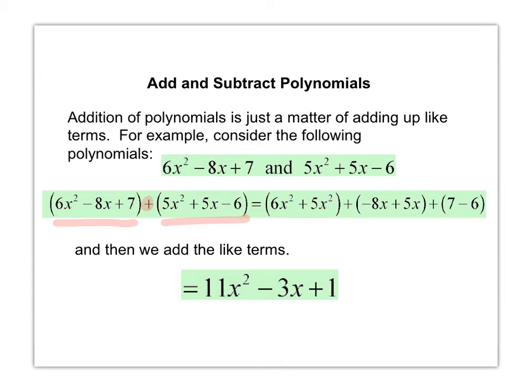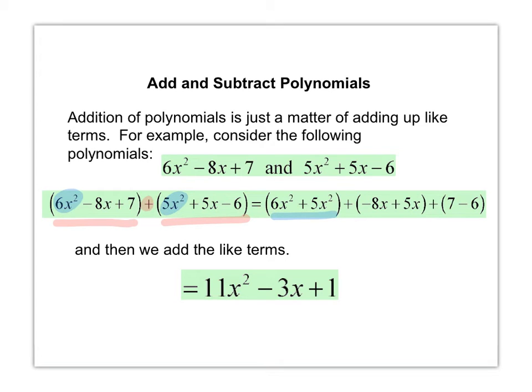The first like term, we're looking at 6x squared. In order for you to add the other like term to it, it must have the same variable with the same exponent. So the like term is 5x squared. You can add those together.